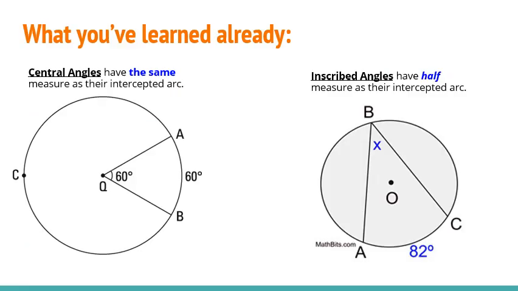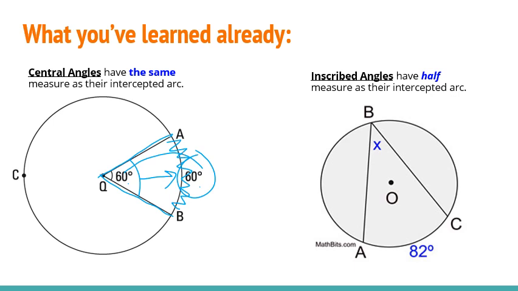All right, let's review really quickly what you've already learned. You've already learned that central angles, that's an angle formed with the center of the circle, have the same measure as the arc that they intercept. So this central angle forms this arc, and these two have the same exact measure.